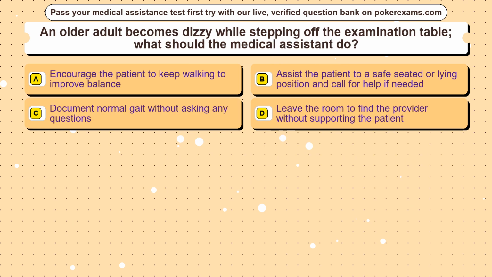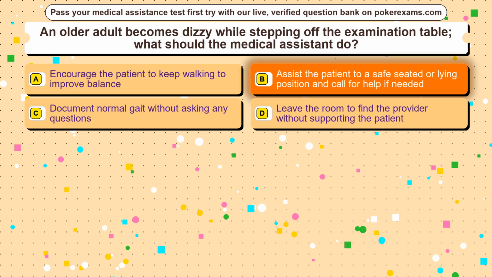Question 98. An older adult becomes dizzy while stepping off the examination table. What should the medical assistant do? Option A, encourage the patient to keep walking to improve balance. Option B, assist the patient to a safe seated or lying position and call for help if needed. Option C, document normal gait without asking any questions. Option D, leave the room to find the provider without supporting the patient.